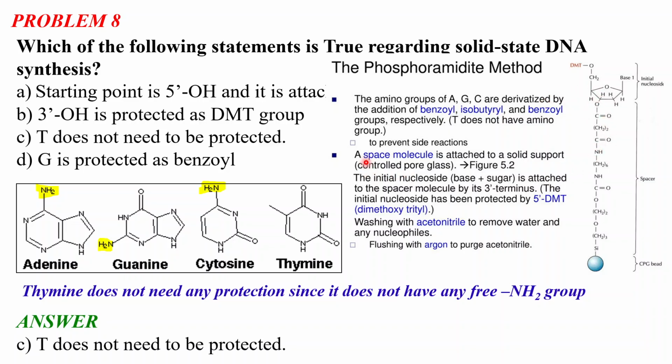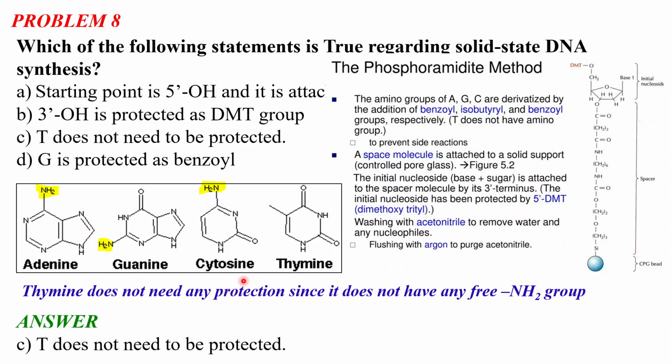In DNA synthesis, there is a special molecule attached to a solid support, controlled pore glass. The initial nucleoside, base plus sugar, is attached to the special molecule by its 3' terminus. The initial nucleoside is protected by a 5' DMT, dimethoxytrityl. Wash with acetonitrile to remove water and any nucleotides, and flush with argon to purge the acetonitrile. So these are the phosphoramidite method steps. So option C was the correct answer.